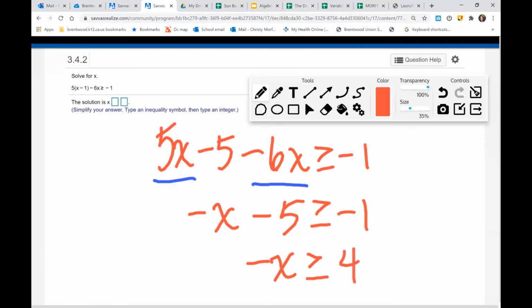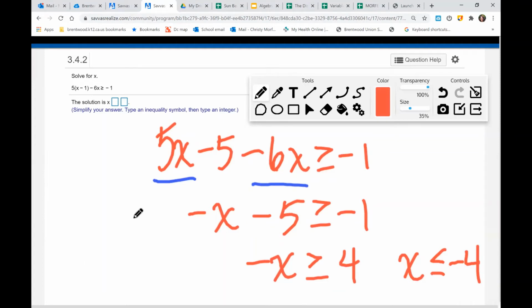So this looks like it's the answer, but you're trying to solve for x, not -x. So because you have -x, that's the opposite of what you want. So the opposite of -x is x. The opposite of greater than or equal to is less than or equal to. And the opposite of +4 is -4.